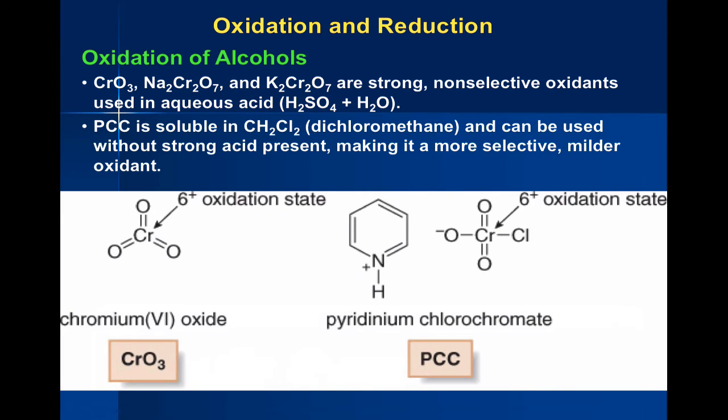A couple of reagents that you need to know are the chromium reagents. Chromium trioxide is a very good oxidizing agent for alcohols. It's got chromium in the +6 oxidation state. It's not soluble in organic solvents, so they came up with this one called pyridinium chlorochromate, which also has chromium in the +6 oxidation state. Works very well to take primary alcohols to aldehydes. PCC will take primary alcohols to aldehydes. However, chromium trioxide will take primary alcohols all the way to the carboxylic acid. Okay.